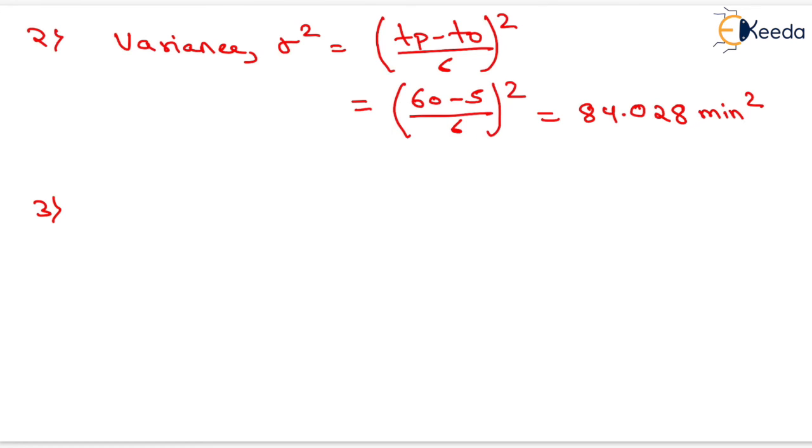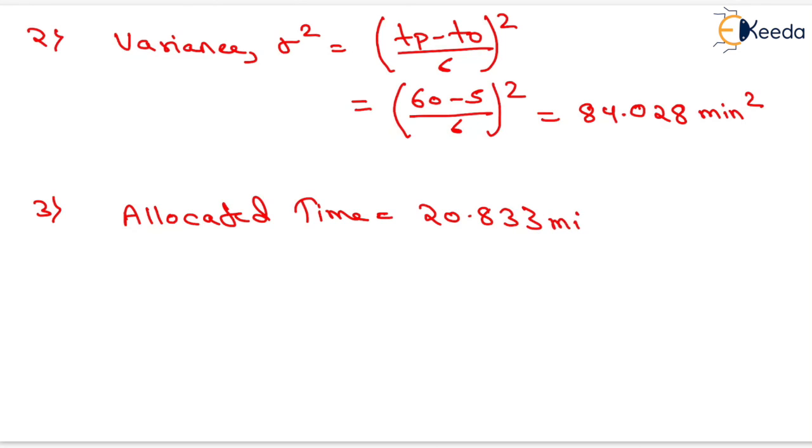Now we have to allocate the time for this activity in scheduling the project. So it will be equal to 20.833 minutes only, which is the expected mean time of the activity. That is all about this numerical.